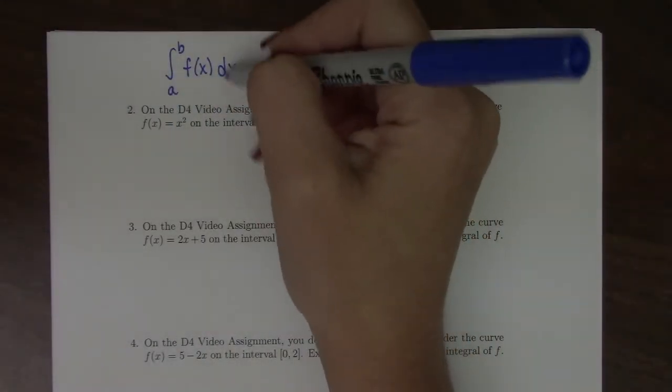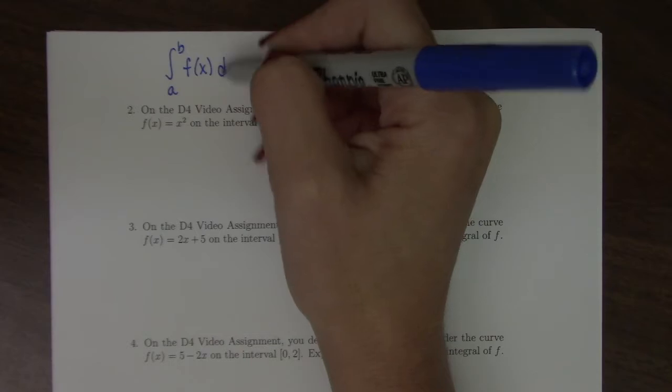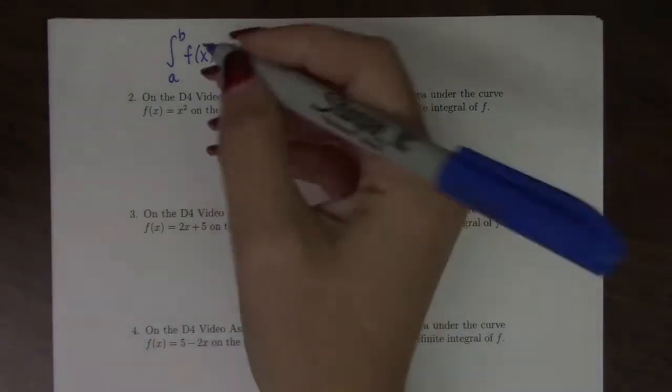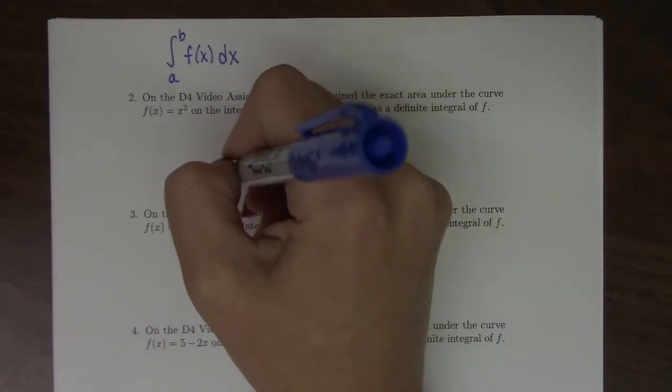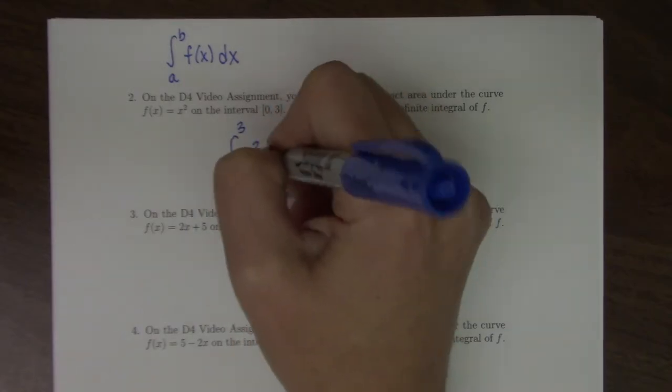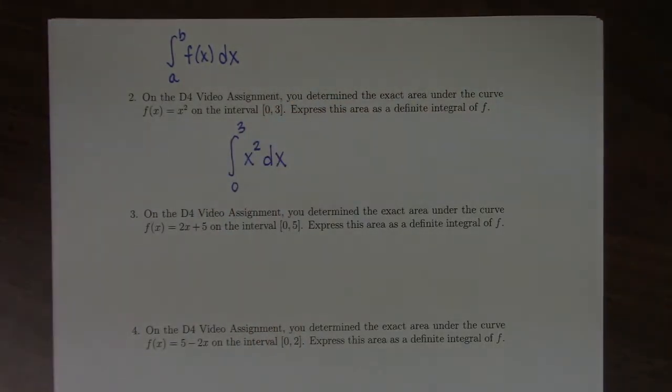This is very important. This is telling you what the variable is, so this has to be here. This is the function, and these are the bounds on the integral. So to go from 0 to 3, our function is x squared dx. That's all we have to do for this one.